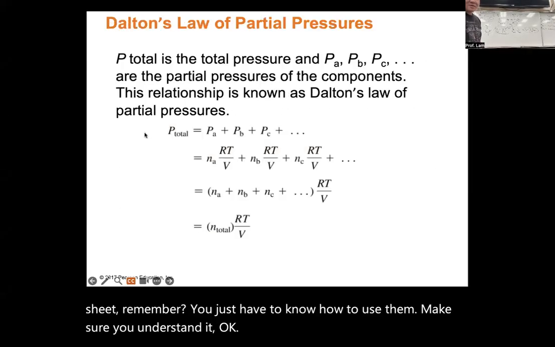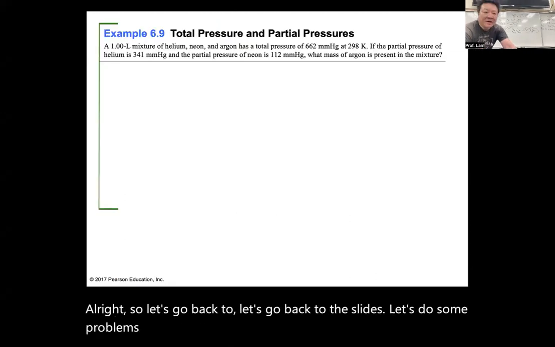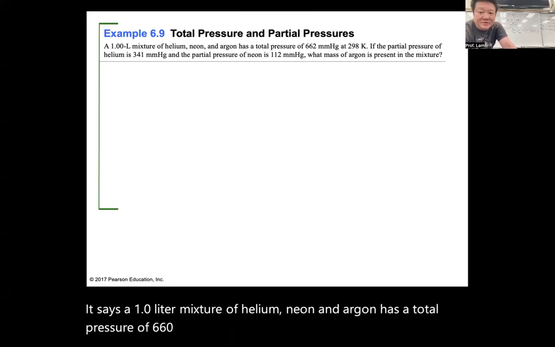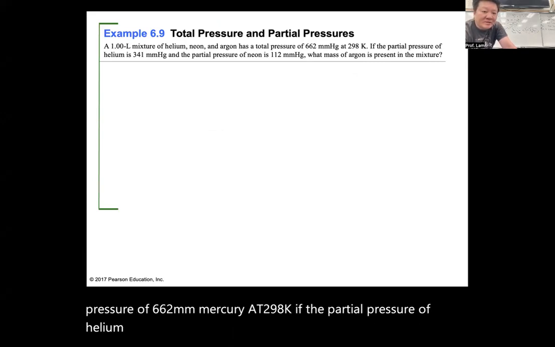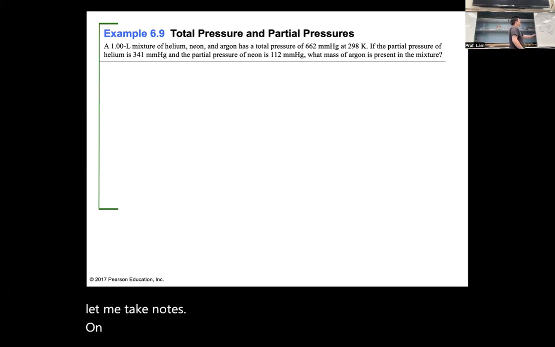All right, so let's go back to the slides. Let's do some problems here. It says a 1.0 liter mixture of helium, neon, and argon has a total pressure of 662 millimeters mercury at 298 K. If the partial pressure of helium is 341 millimeters mercury and the partial pressure of neon is 112 millimeters mercury, what mass of argon is present in the mixture? Okay, let me take notes on the board, and then we'll work it out.